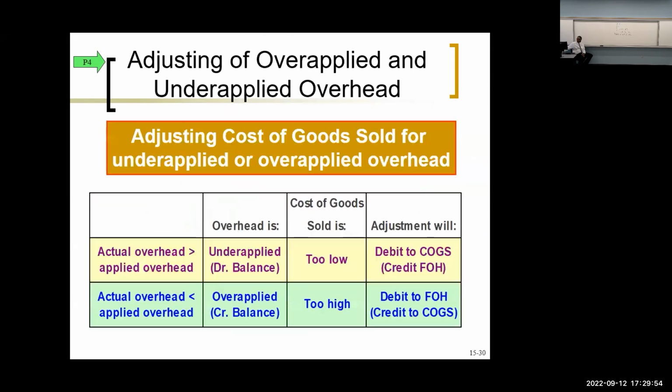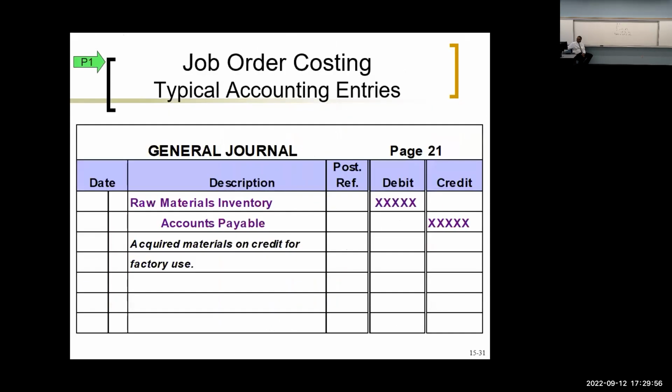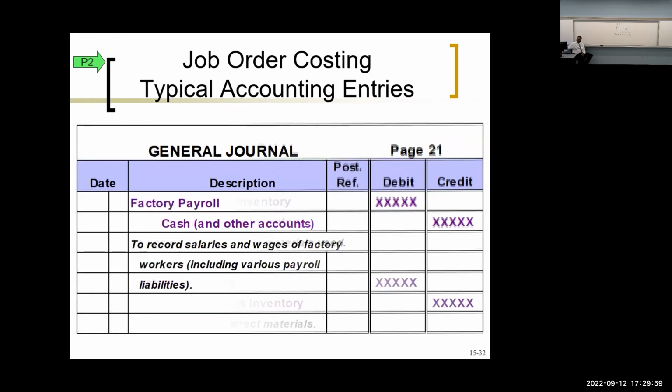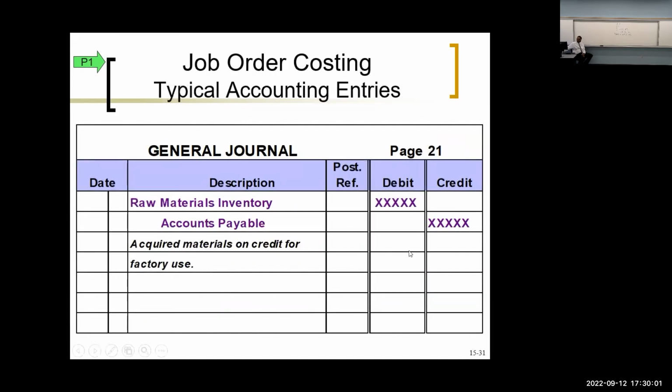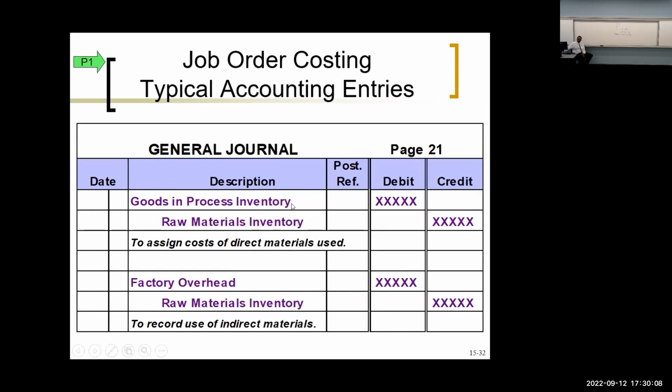Over and under applied, I'm not going to go over that. This is flow again, right? Debit raw materials inventory, credit accounts payable when they buy product. When the direct materials go onto the factory floor, you're going to debit goods in process, credit raw materials. When indirect materials, remember the CEO laptop, are given to them, they'll be debiting factory overhead and crediting raw materials inventory.